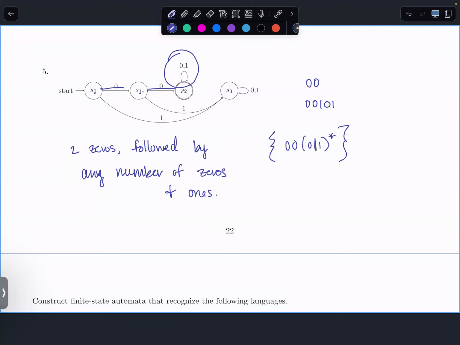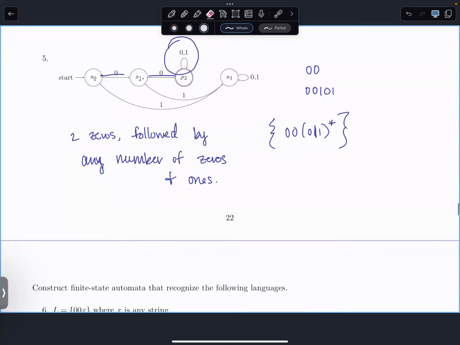Sometimes the complexity means that it's not right. I can't think of a way you would do this correctly in a different way. I guess you could do 0, 0 or 0, 0, (0 or 1) star. Yeah, that's fine. If it works, it works. I don't care if it's the most efficient route.